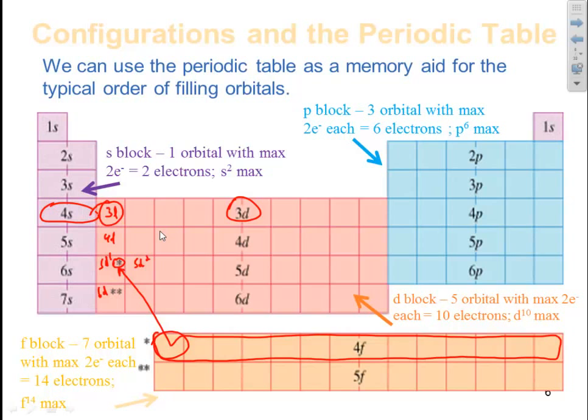Same thing for your 6D. Double star, you coming down here. Now notice that we start off with 4F, which is 2 less than your period. So this starts off as 4F1, 4F2, etc. Okay, so you're 2 less for your F block.